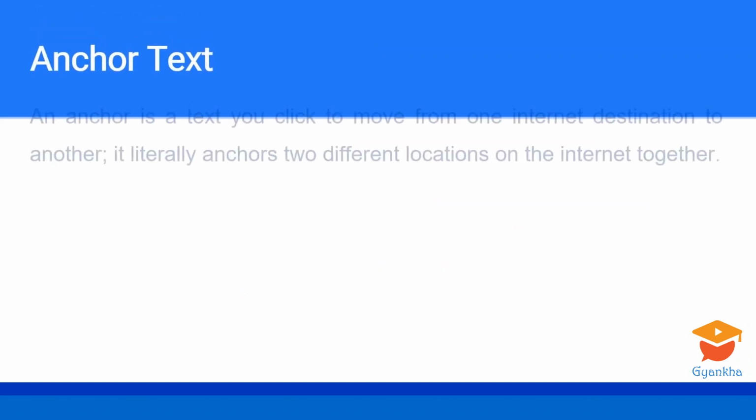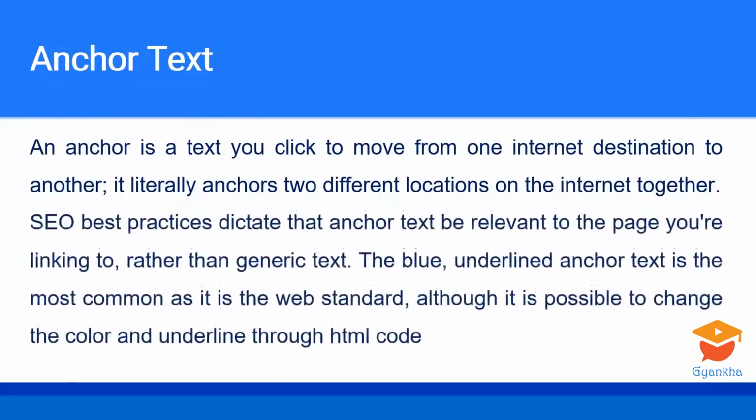The most important part of a link is the anchor text. An anchor is text you click to move from one internet destination to another. It literally anchors two different locations on the internet together. SEO best practices dictate that anchor text be relevant to the page you're linking to, rather than generic text. The blue, underlined anchor text is the most common as it is the web standard, although it is possible to change the color and underline through HTML code.